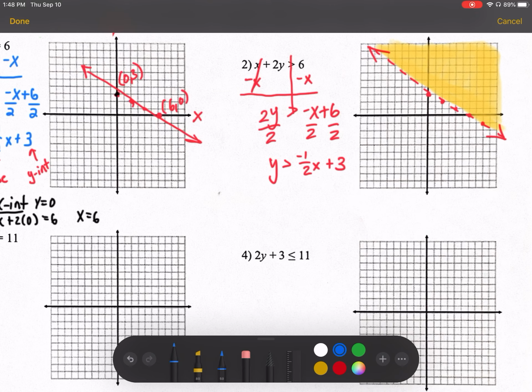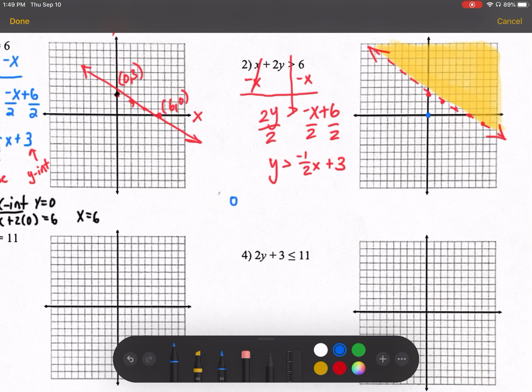Now to check ourselves. So we've done our shading. It's good to check yourself. So what I can do is pick a test point. I like to test 0, 0 just because it's an easy point to plug in. Essentially we're going to plug 0, 0 into our equation and see if it makes a true statement or an untrue statement. If it's a true statement, it should fall in the shaded part of the graph because that means it would be a solution. If it is not a true statement, it should be in the non-shaded portion of the graph because it is not a solution.